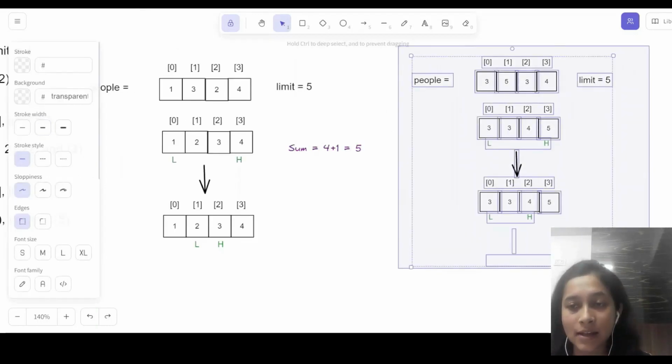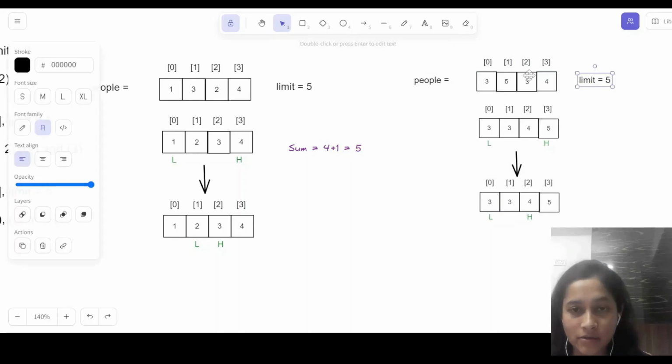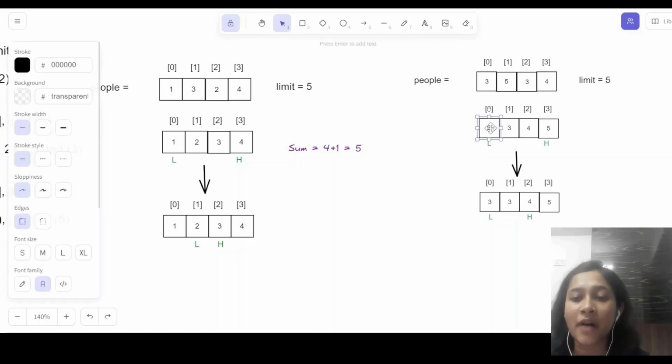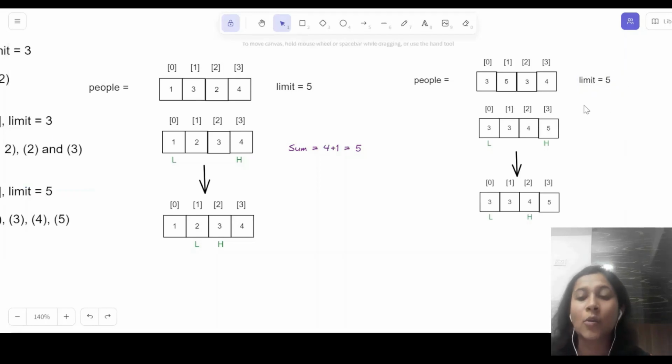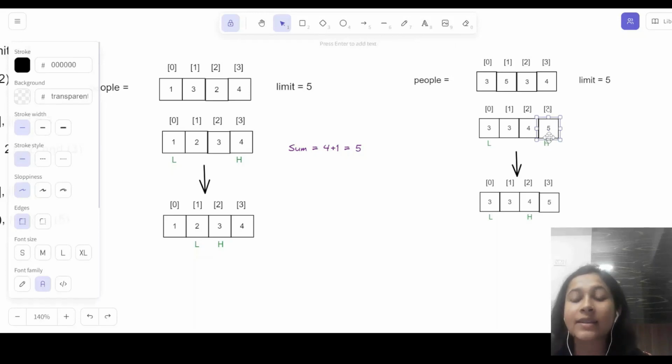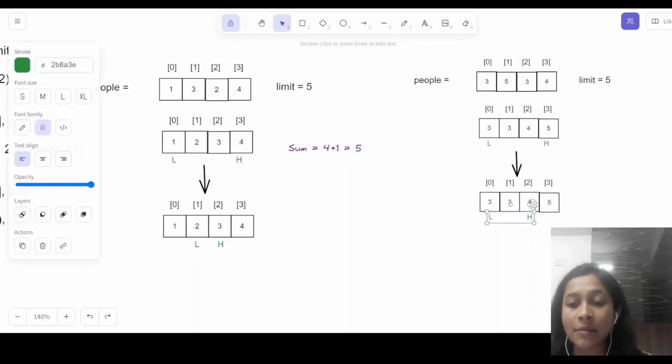Suppose I have taken another example where my limit is equal to 5 and I have sorted the people array, and I try to find the sum of the weights of the people pointed by these two pointers. We notice that the sum is greater than the limit. 5 plus 3 is 8, it is greater than 5. So what I will do, I will consider that the end person needs one boat to carry him, and I will then decrement the end pointer.